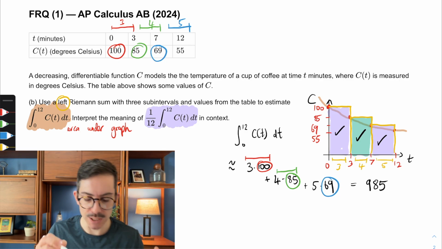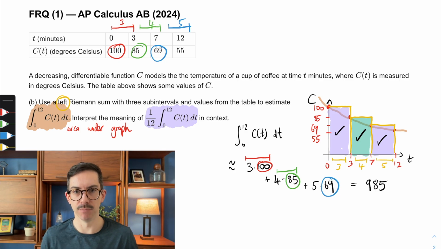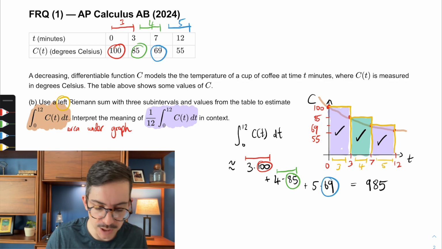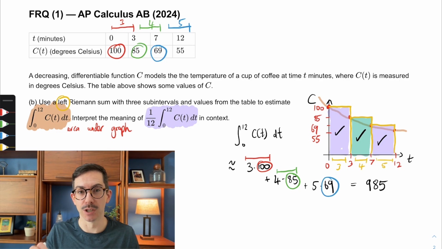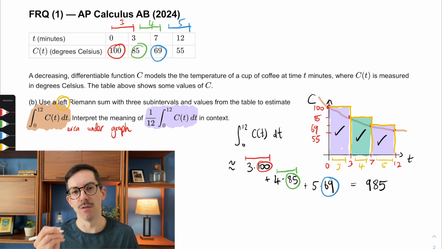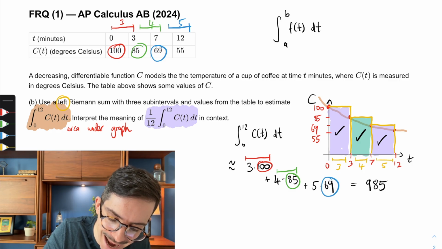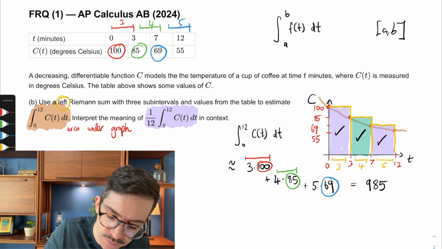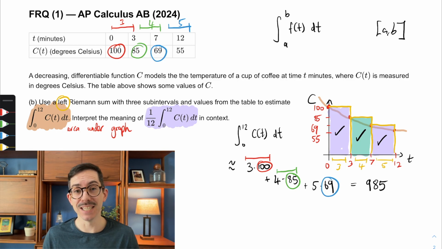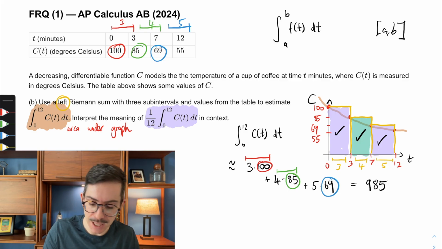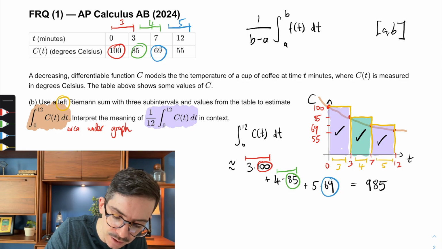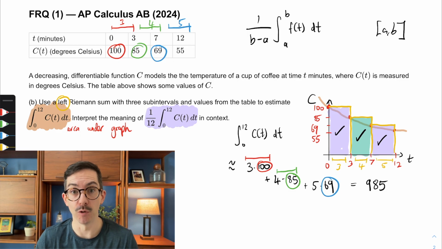Okay, we were also asked to interpret 1 over 12 times this integral in the context of the problem. Now, what we need to do here is notice this expression looks very similar to a formula that we should have tucked away in the back of our heads, namely the average value of a function on an interval. So if I want to know the average value of the function f on some interval a up to b, all I have to do is calculate the definite integral of f from a up to b, and then divide by the length of the interval. So in this case, that would be 1 over b minus a.